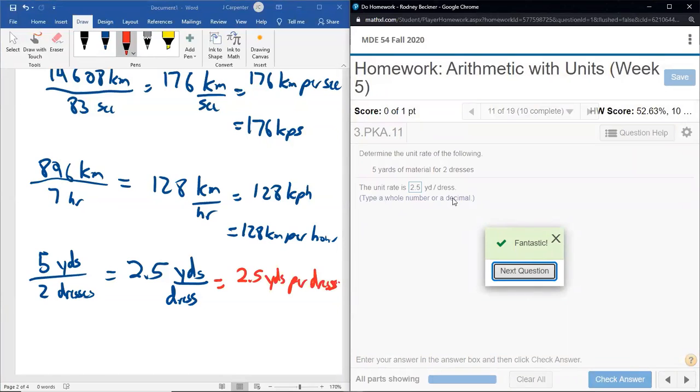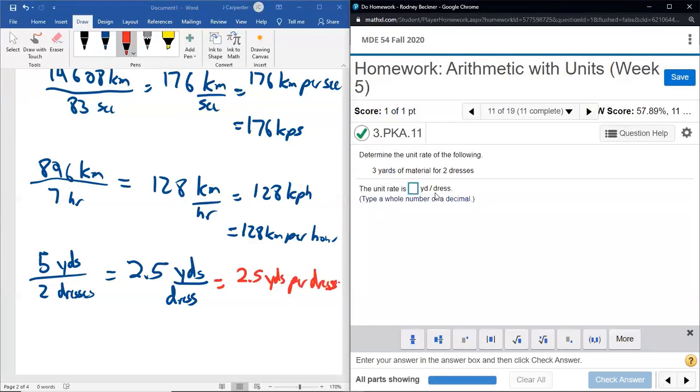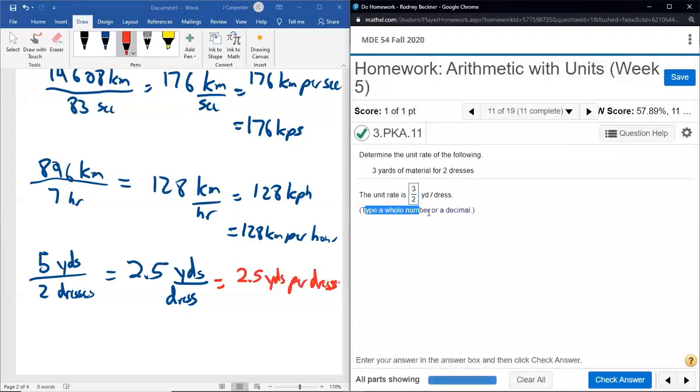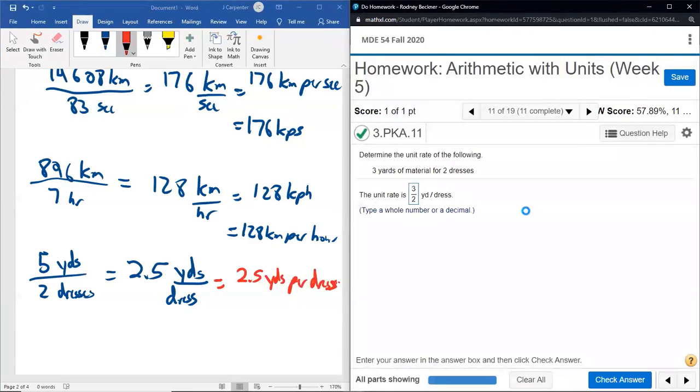Notice they said type a whole number or decimal. If I had typed in 5/2, let's do a similar question. So 3/2 would be 1.5, but look what happens if I type 3/2. They tell me, although your answer is equal to the correct one, it's not in the correct form. You were supposed to pay attention to the instructions. We already did it. Yes, I want to continue.